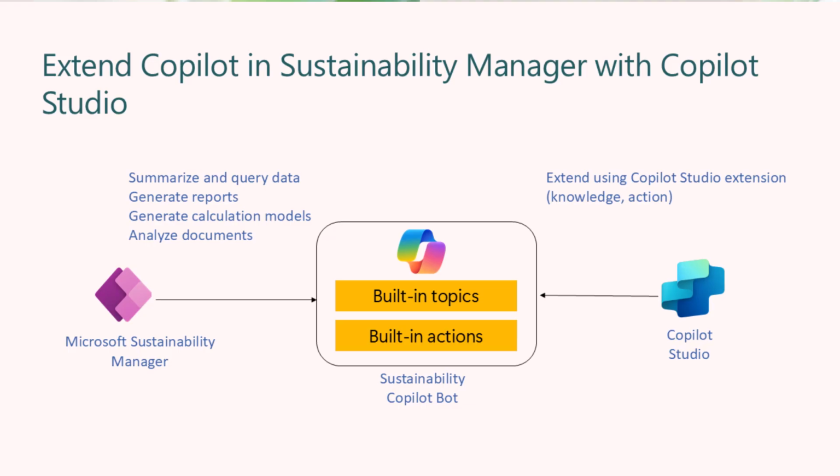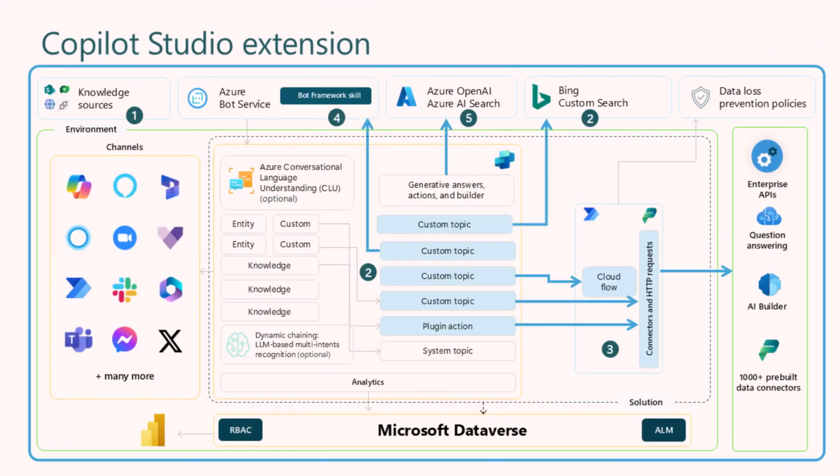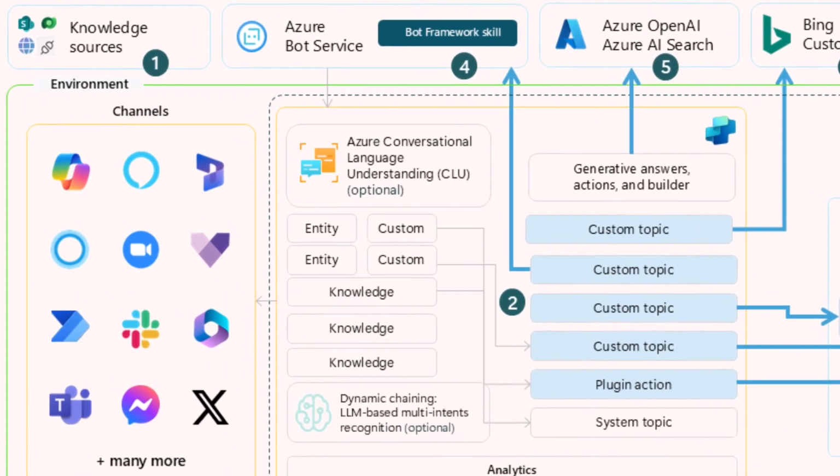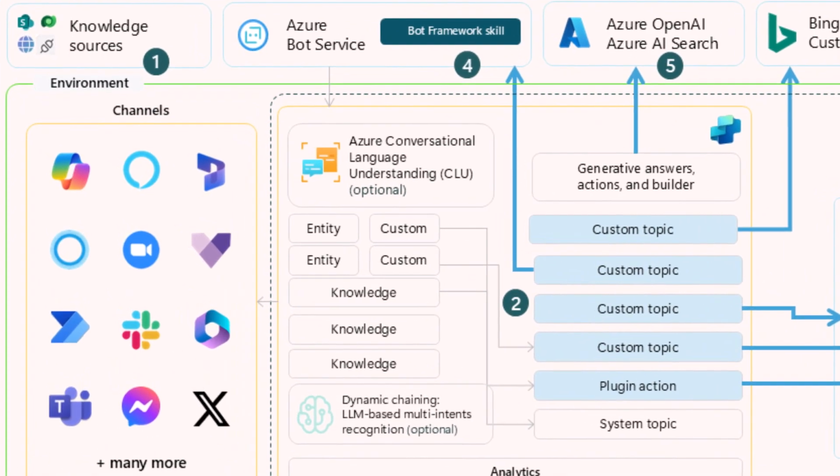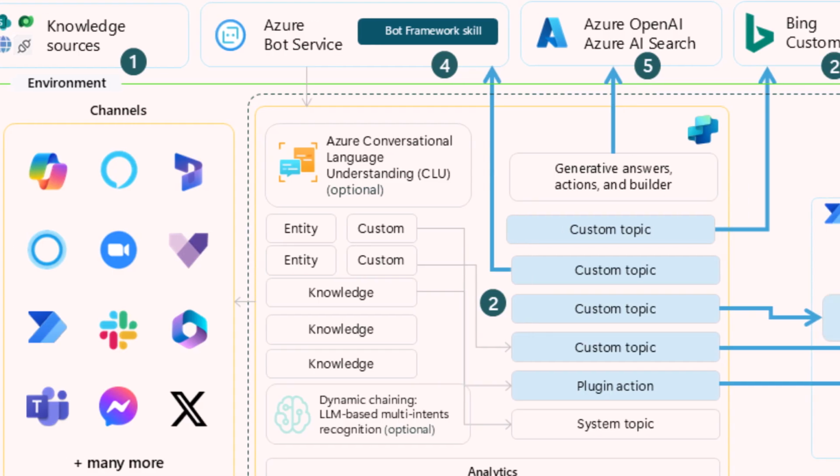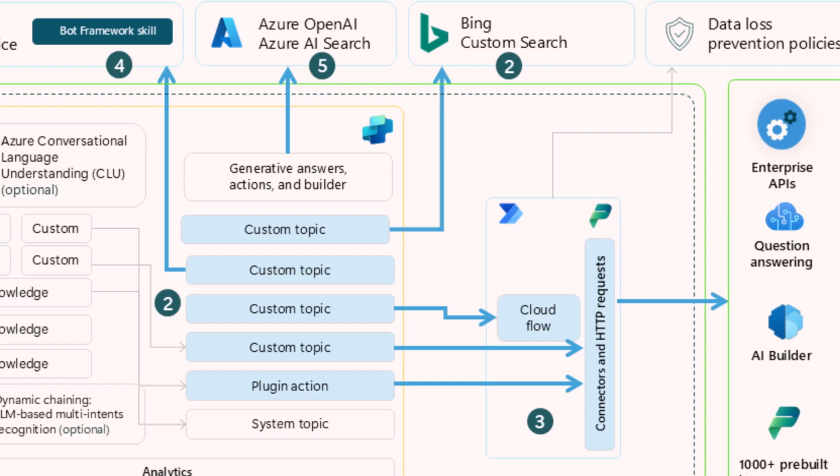Göksel, could you share the extension scenarios supported by Copilot Studio? Certainly, Divya. You can build agents in Copilot Studio by configuring topics, actions, and knowledge sources. The same principles apply here. We can open the Sustainability Copilot bot and then extend it by doing any of the following. Firstly, adding knowledge sources like public websites, SharePoint folders, database tables, or some enterprise Copilot connectors. Second, adding custom topics. You can add messages, questions, and conditions within a topic.